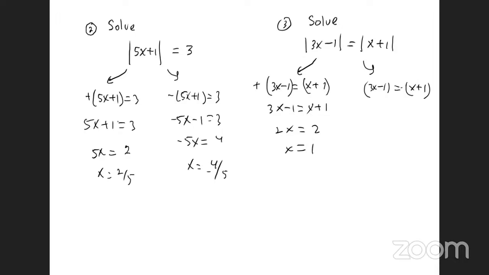Next, one is positive, one is negative. So you'll get 3x minus 1 is minus x minus 1. 3x plus x is minus 1 plus 1. So x is 0. So the answers are 1 and 0. Anybody square both sides? Yeah, you got the same answers? Okay. Squaring both sides could also work. Let's do our next one.